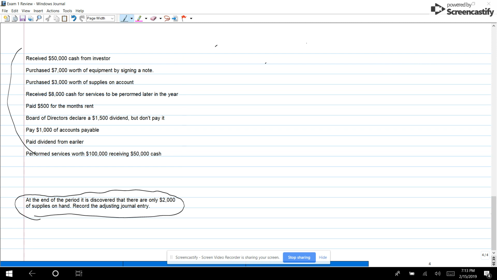All right, so now in the second transaction, we purchased 7,000 worth of equipment by signing a note. It was the same transactions, by the way. So equipment, 7,000 is the debit. Note payable is the credit.